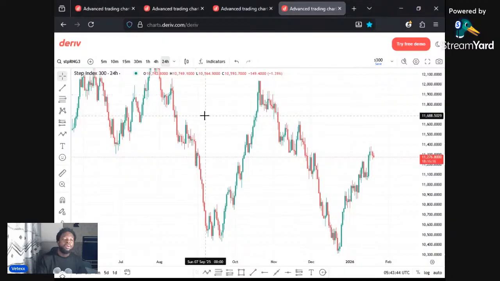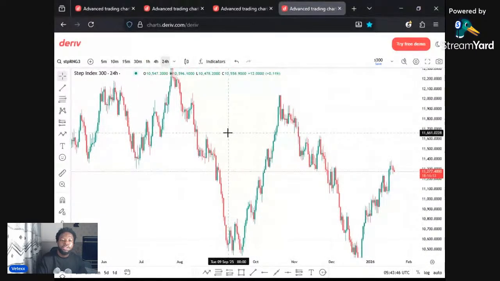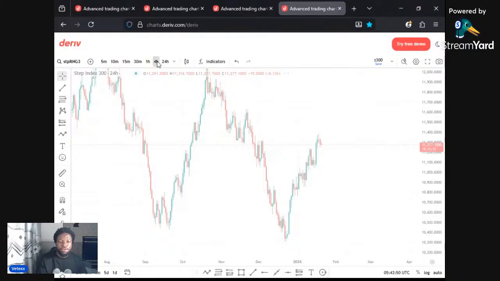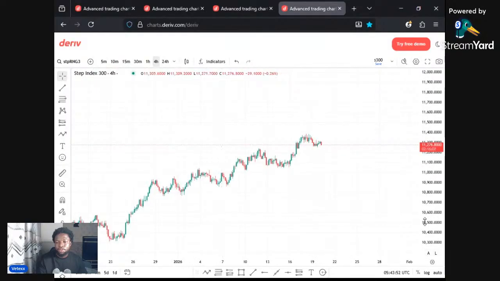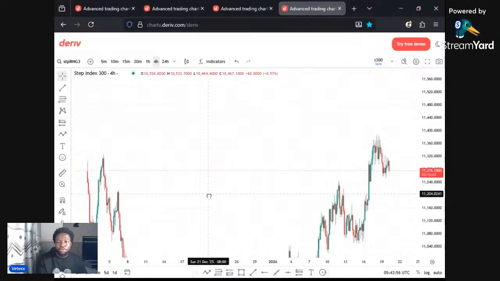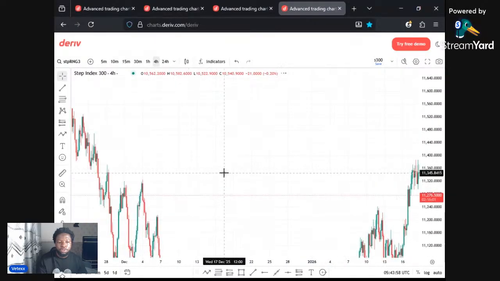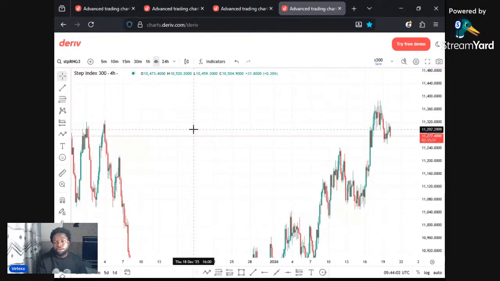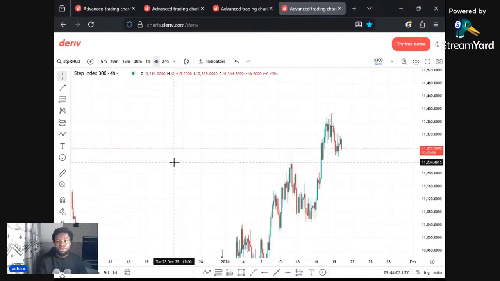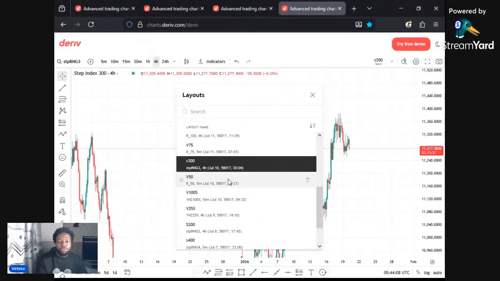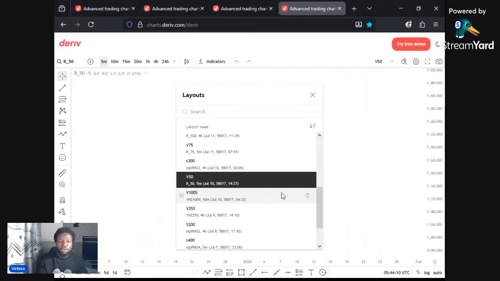So on the step 300 index, we can't really spot anything right now. Even if we get down to the 4-hour time frame, we can't spot anything because the trend is bearish. We wouldn't want to start looking for buy continuation. So we'll always wait, let price come to us and not chase after the price. Okay, so we can't really spot anything here. And I'll move to the next pair, which is V50 index.